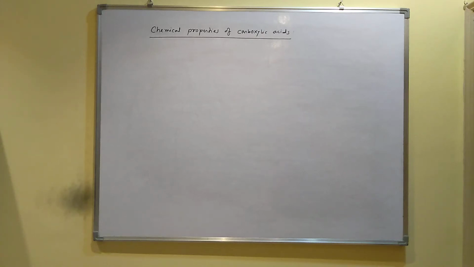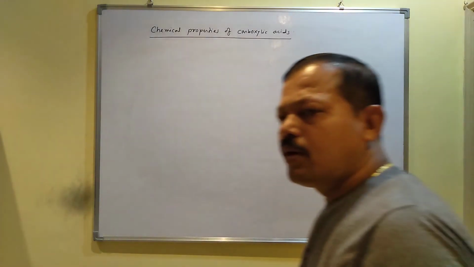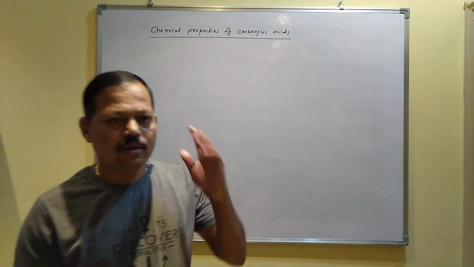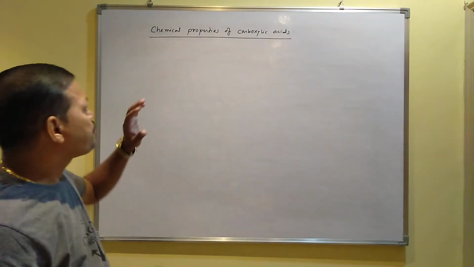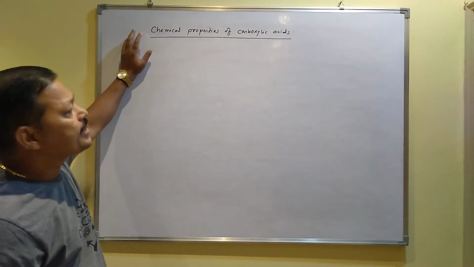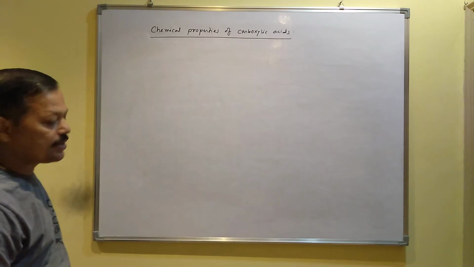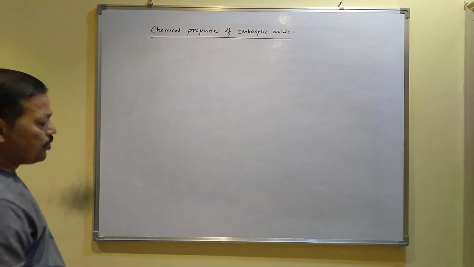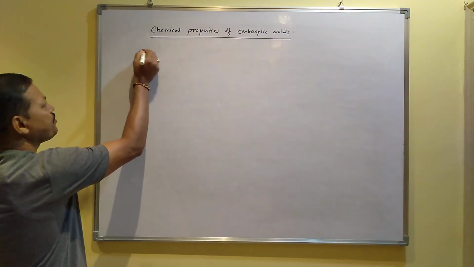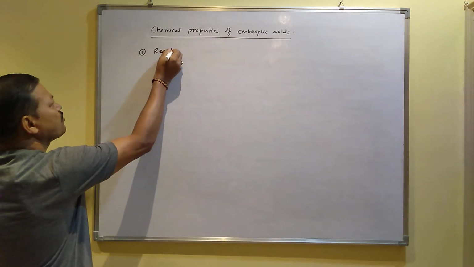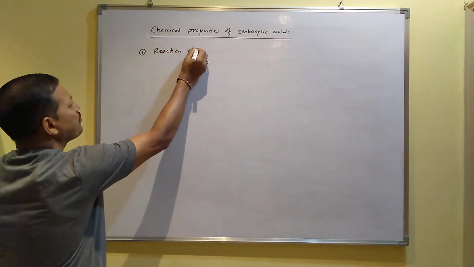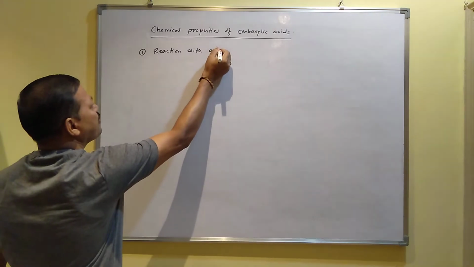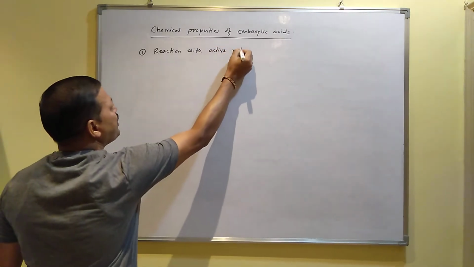Good morning, students. Today we'll discuss the chemical properties of carboxylic acid. In the last class we covered the acidity of carboxylic acid. So today we'll discuss the reactions of carboxylic acid. Number one reaction: with active metal. Active metal means the reactive metals.